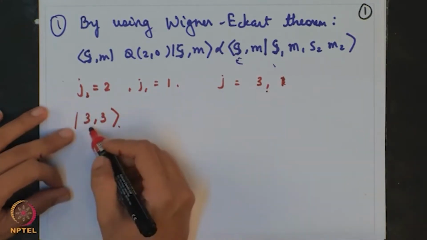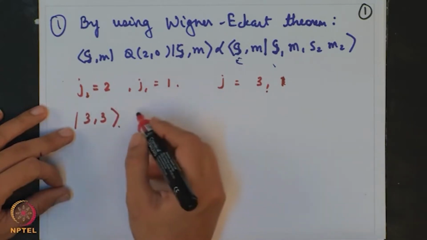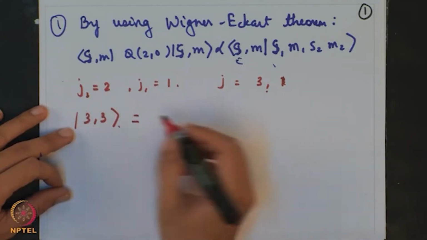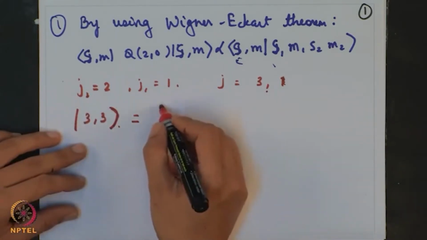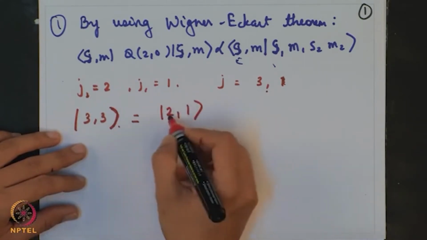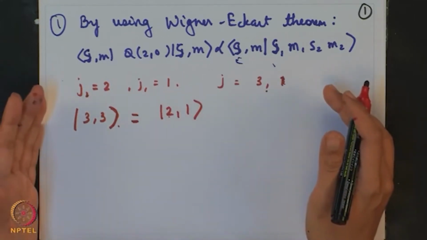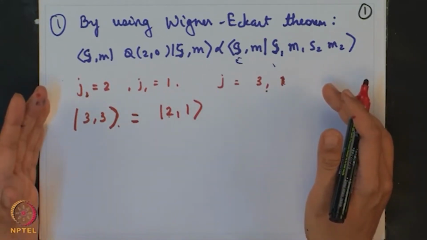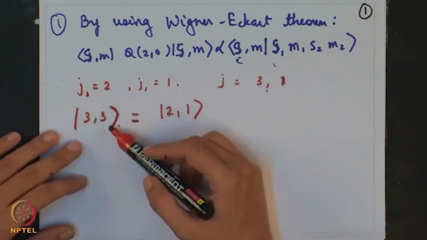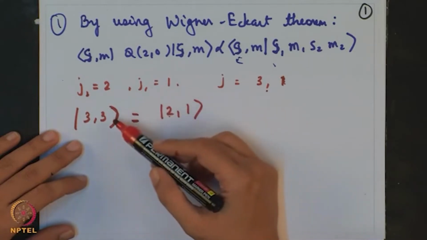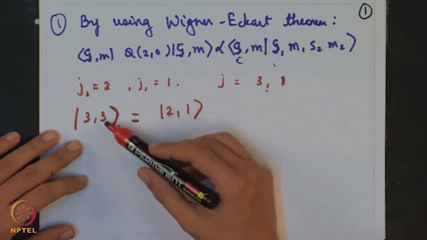When J is equal to 3 and M is equal to 3, that is capital J and capital M. Okay. So, this state will correspond to the coupled state. This state will correspond to 2 comma 1, this is M1 M2. So, when you draw this n by n matrix, this is the topmost corner of the matrix where you have the highest state, which will correspond to M1 is equal to M2 is equal to M. Okay.